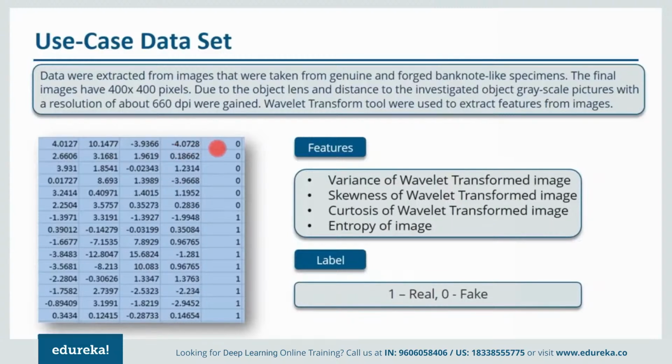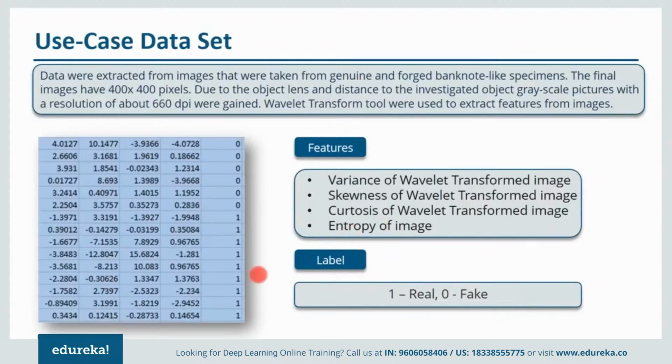And the final column, or the last column, actually represents the label. So basically the label tells us which class that pattern represents, whether that pattern represents a fake note or a real note. Let us discuss these features and labels one by one. So the first feature, or the first column, is nothing but the variance of a wavelet transformed image. The second column is about skewness. The third is kurtosis of the wavelet transformed image, and finally the fourth one is the entropy of the image.